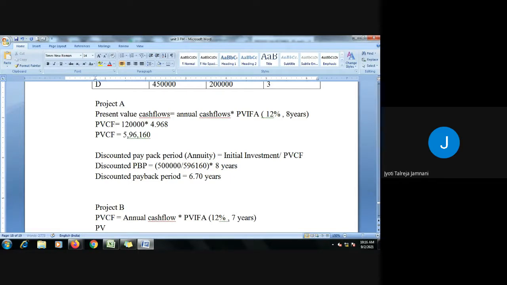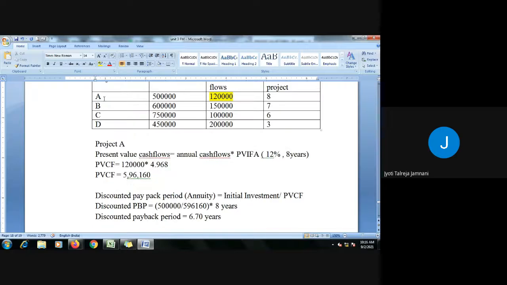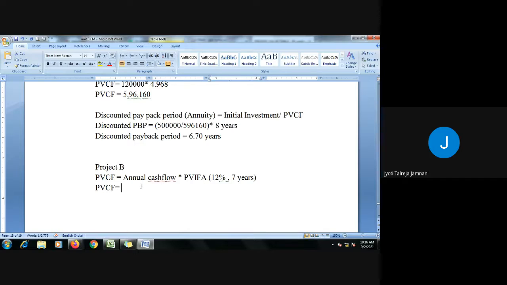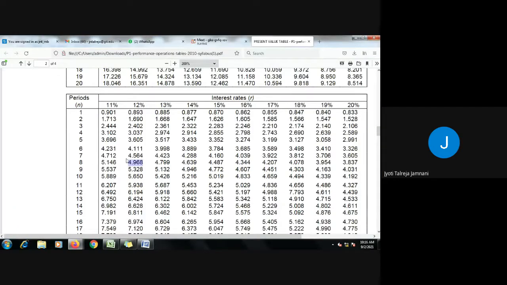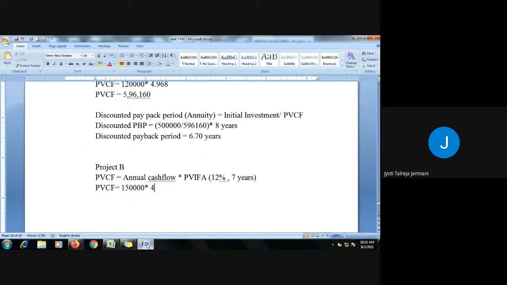So present value cash flows will be equal to, for project B, the cash flows are 1,50,000 every year. So annual cash flows 1,50,000 into present value interest factor. We should see 12% for 7 years. So we'll go to the table. 12% for 7 years is 4.564. So present value cash flows will be equal to 1,50,000 into 4.564. You'll get 6,84,600.